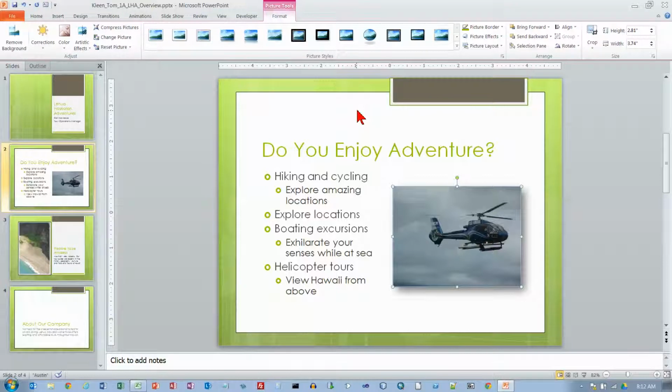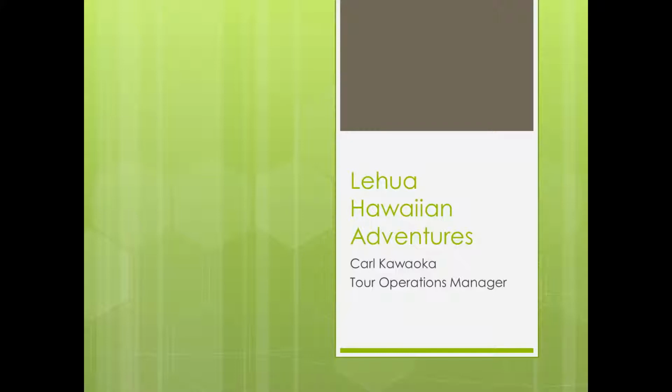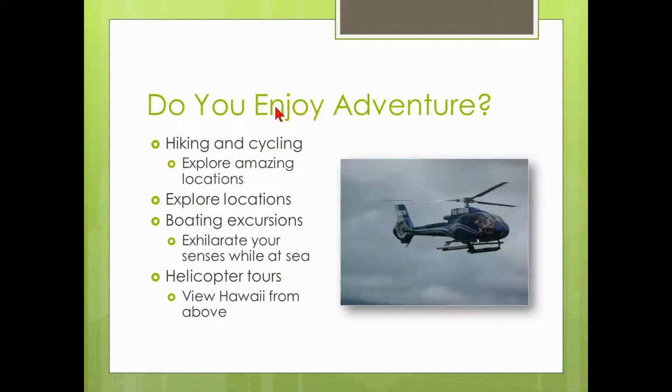Viewing a slideshow. Click the Slideshow tab, and click on From Beginning. And it will begin the slideshow for us. And you can advance through this in a number of ways. You can click on the mouse, which I just did. You can do page up and page down. You can do the space bar. You can do the right arrow or the down arrow to move forward. You can move the left arrow or the up arrow to move backwards.